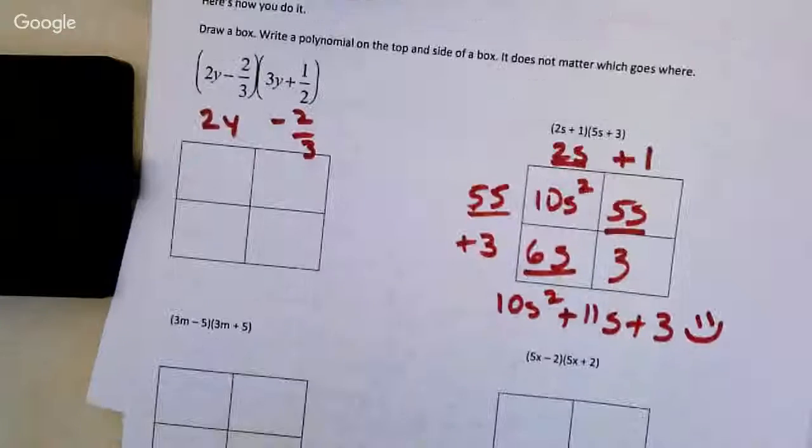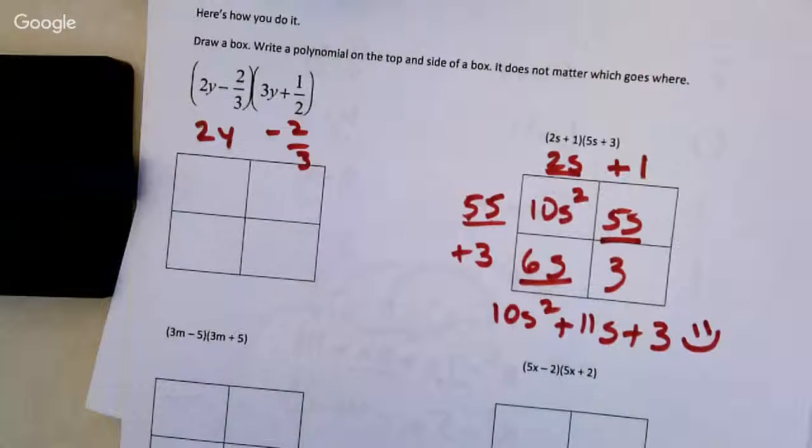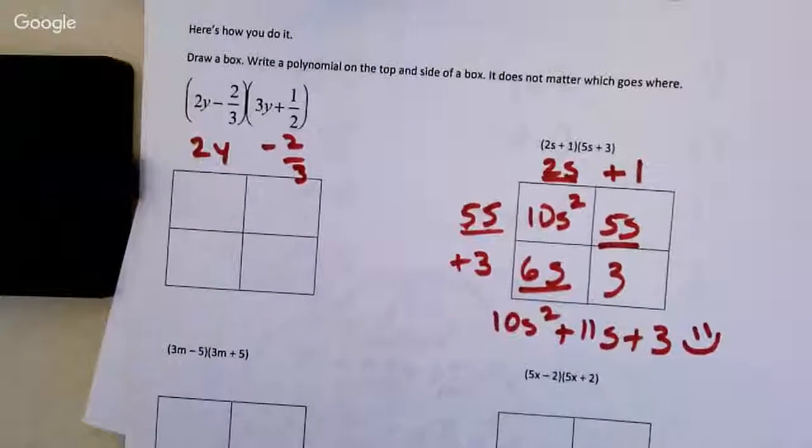Yep, Michaela. How do you know what order those go in? Standard form. So I put them in order of their exponents. So I had s squared, s, and then no s.